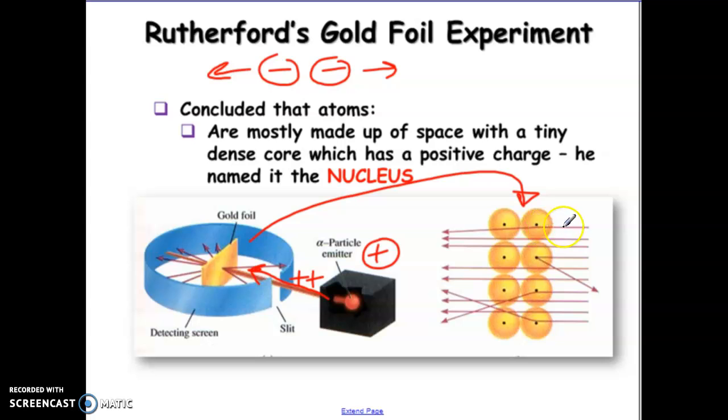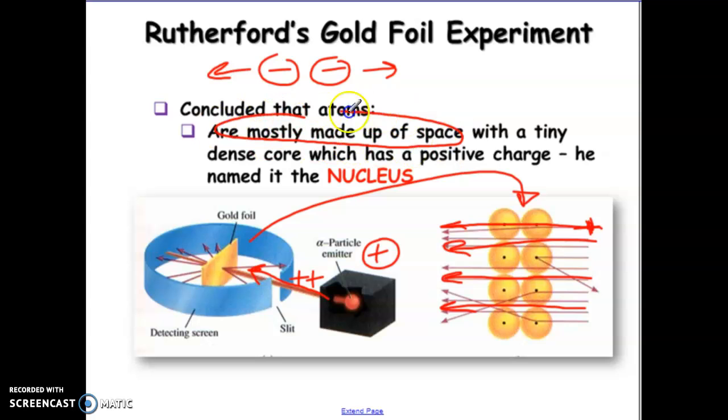Now, what he found is, and these arrows are representing the positive particles, most of them actually went straight through the foil. That was actually a very big discovery. What that proved is that atoms are mostly made up of empty space. If there was no empty space there, all of these particles would be deflected off because they wouldn't be able to go through. But most of them were able to go right through the foil. So again, that proved that there was empty space there.